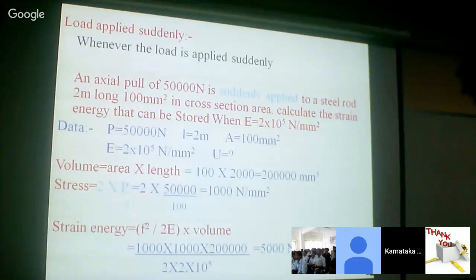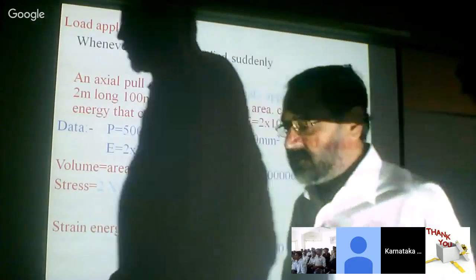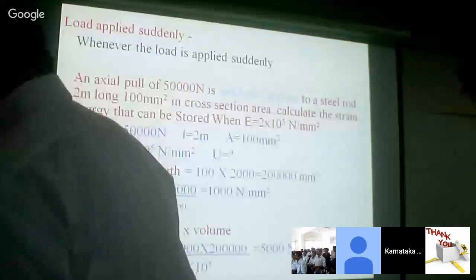So now, in the earlier case it was half of this, so now it is 1000 newton per meter. That is, the stress will be doubled in the case of a load applied suddenly. Now the strain energy again, calculate the strain energy in newton millimeter square. Now we can calculate. Now similarly further.